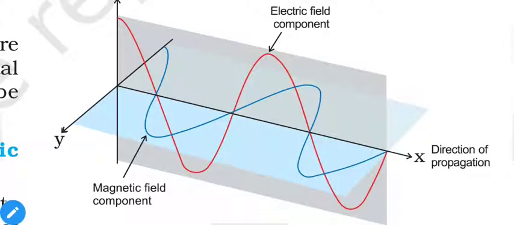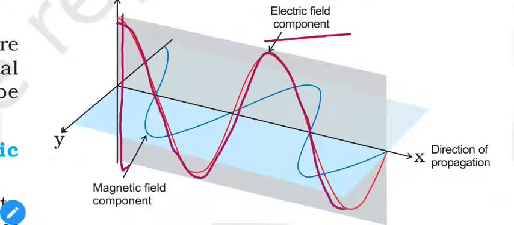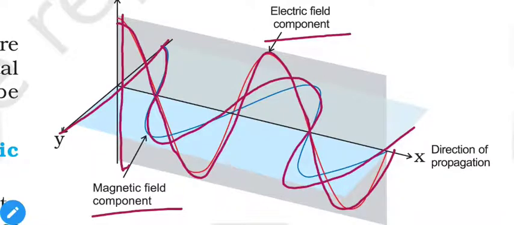So the magnetic field and electrical field are both propagated along the x-axis. But one of the waves is in the plane of the y-axis and the second one is in the plane of the z-axis. That means they are perpendicular to each other. As you can see, on the z-axis we have the electrical field, so the electrical field is moving in the z-axis, whereas in the y-axis we have the magnetic field, moving in the y-axis like this.